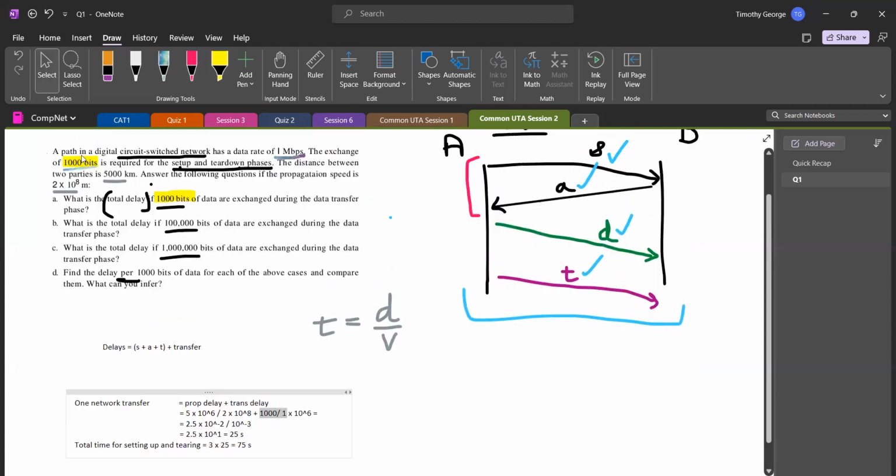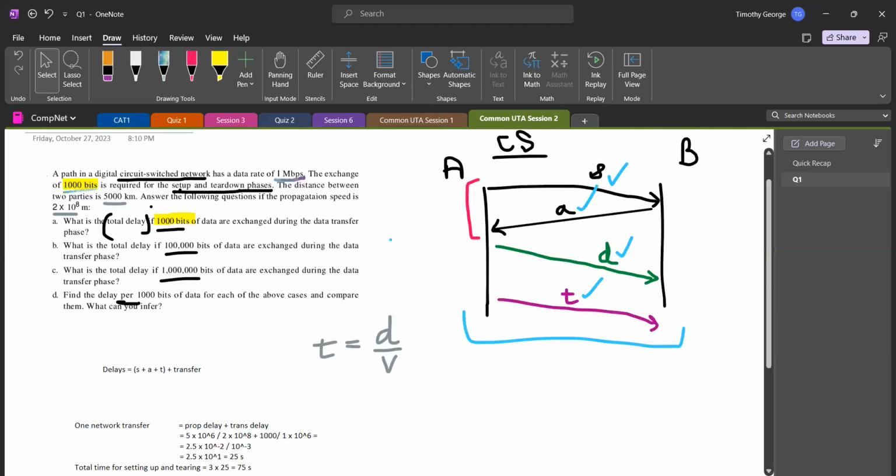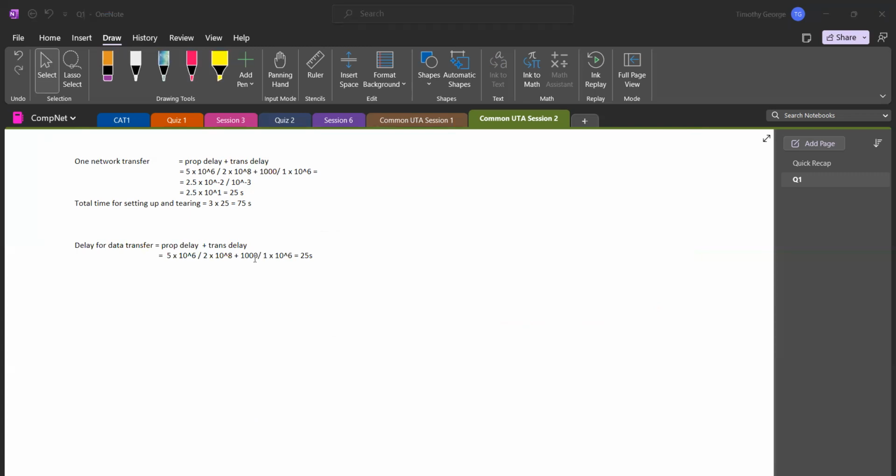So we had 1,000 bits for the setting up, and for transferring also we have 1,000 bits. So it's actually going to be the same: 1,000 divided by how much is the bandwidth? 1 Mbps, so 1 x 10 to the power 6. And we can see from this you're going to get the same thing. You're going to get the answer 25 seconds. Right?